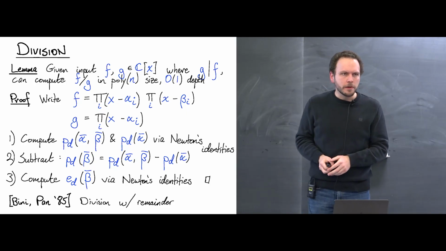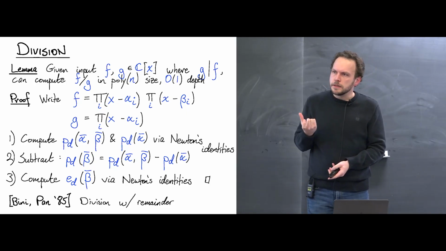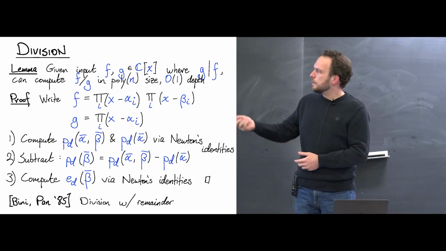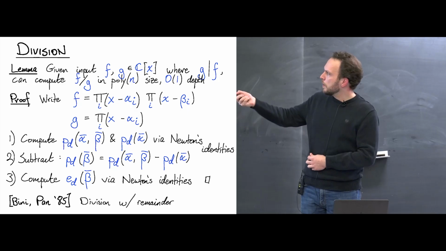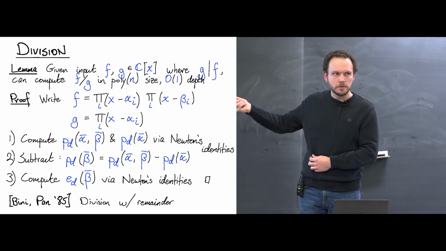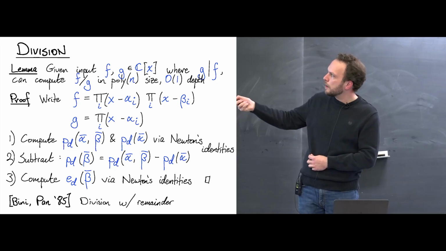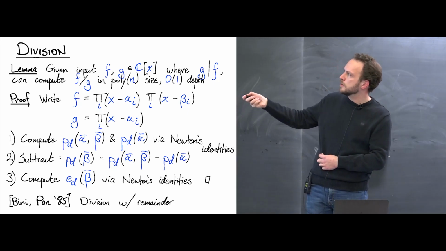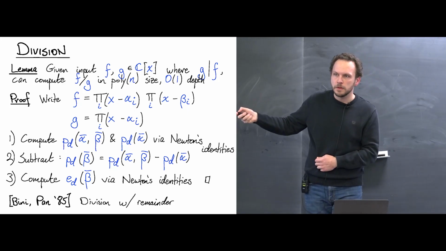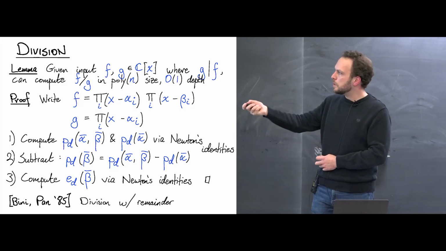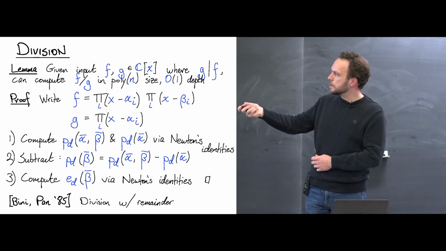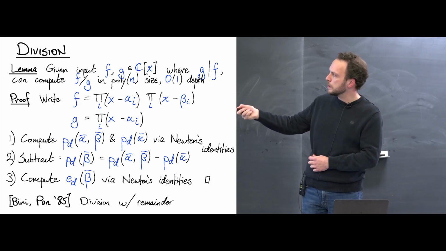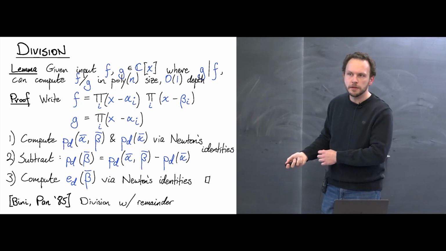In the first step of our algorithm, you use Newton's identities to compute the power sums of the alphas and betas, and the power sums in the alphas. Now remember, the coefficients of f are the elementary symmetric functions of its roots. So when I give you the coefficients of f, I've given you the elementary symmetric functions in the alphas and betas. So in polynomial size, constant depth, you can get their power sums. And likewise with g. You get the elementary symmetric functions in the alphas as input, so you can compute the power sums in the alphas.